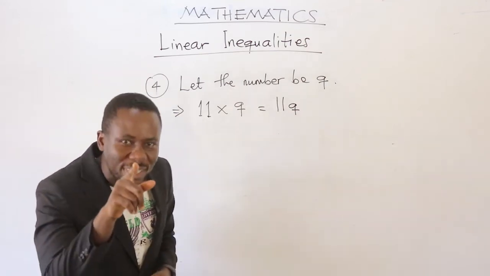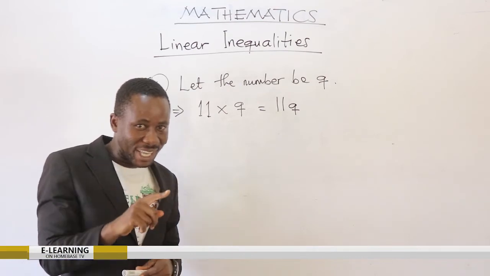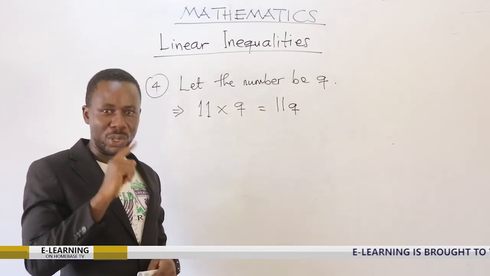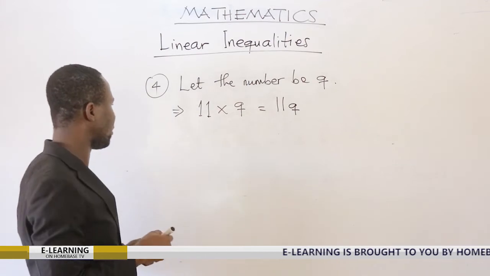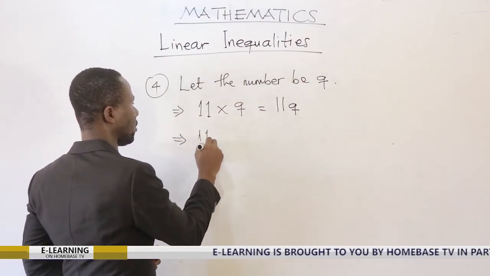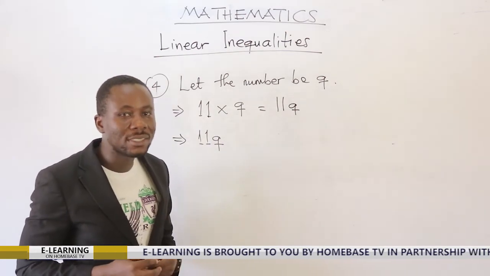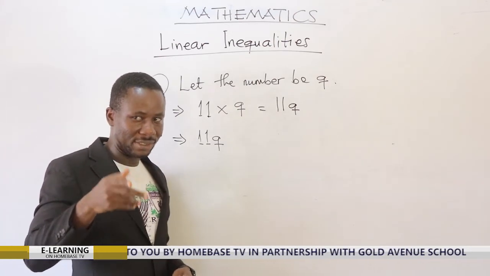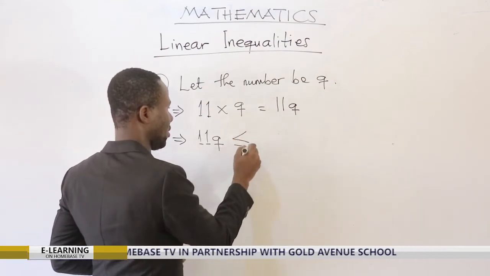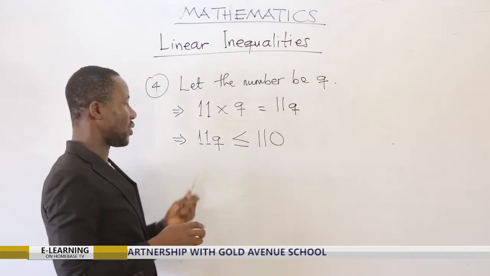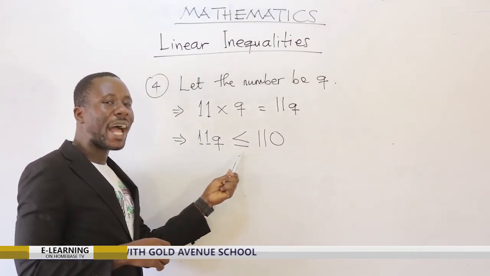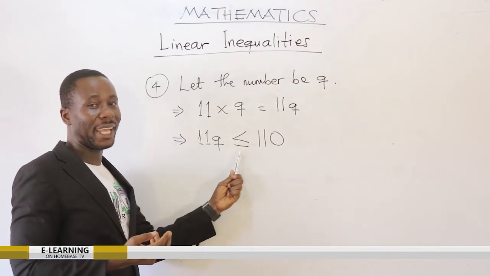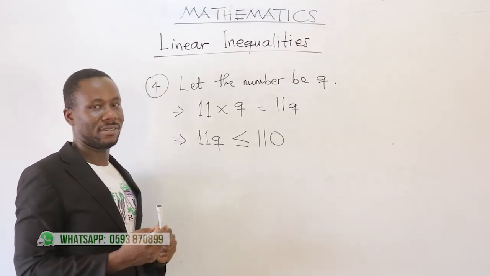At most. Which of the signs are you supposed to use? That's what I explained early on. Which of the signs are you going to use? At most means you cannot exceed that, but it can be what? Less than or the same number. So 11 times a number is at most 110. Or, in other words, you can say 11 times a number is less than or equal to 110. Pay attention.